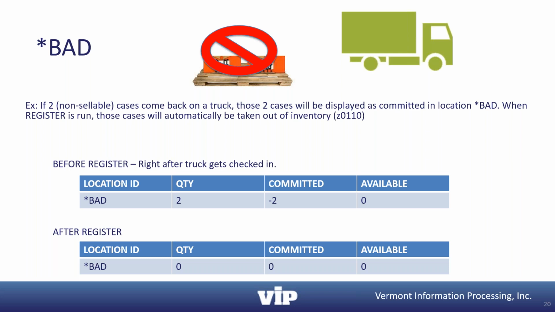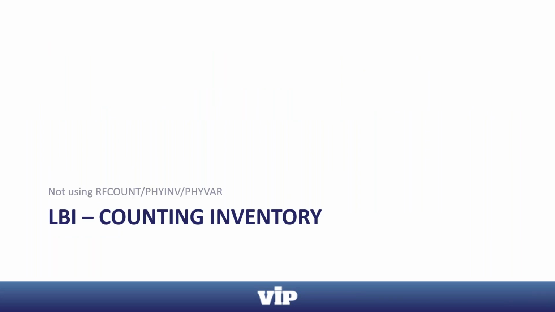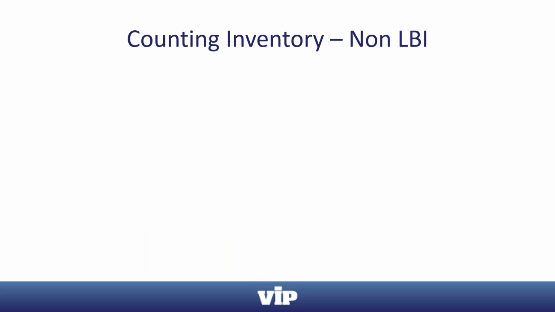Okay, so let's go ahead and talk about counting inventory, because that actually changes pretty drastically when you go to LBI. The idea is that you don't have to use RF count, 5R, 5INV anymore. You'd be using very different programs that make the counting process a lot more flexible. So when you are not LBI, there are some things that you have to follow. One of those things is you have to count all of a single item. You might be cycle counting, but if you count an item in the pick, you also have to count it in the back stock and anywhere else it might exist in your warehouse.